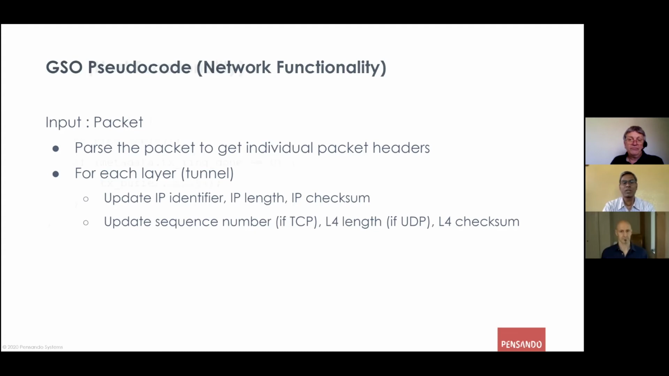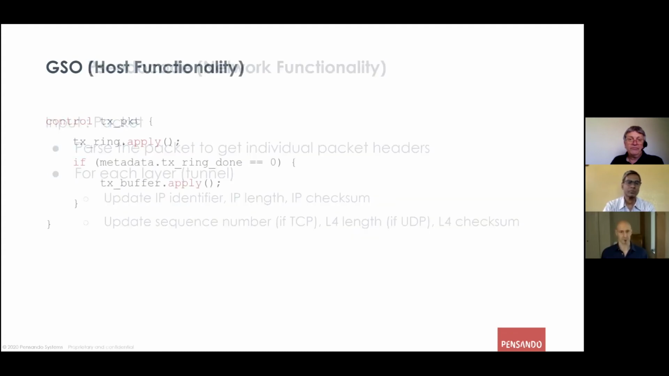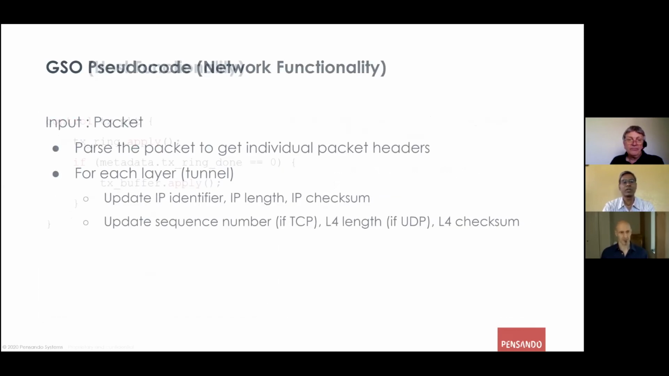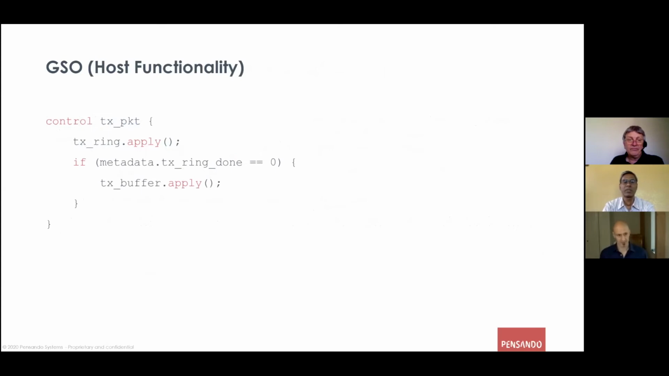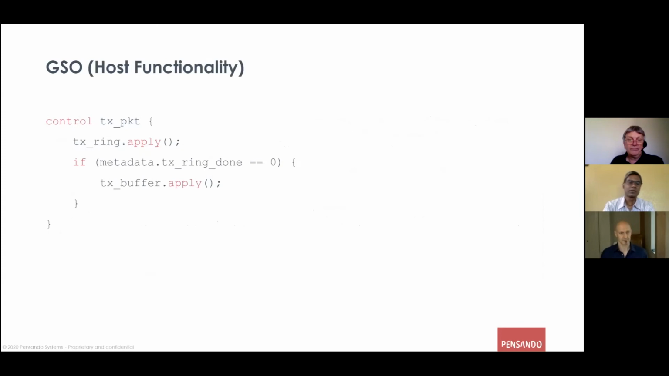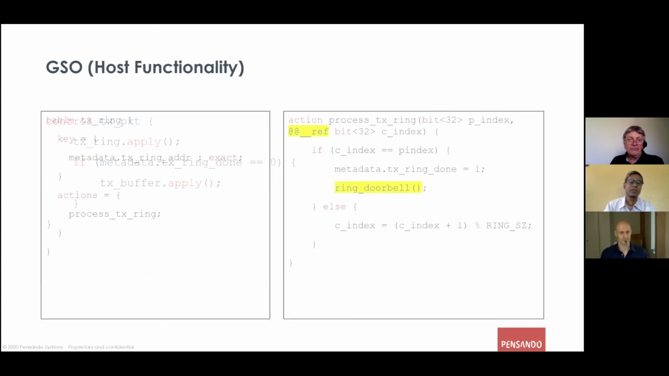What I have described here in English is pseudocode. This is the main control portion of it, which says I have a TX ring that needs to get applied, and when the TX is done, I move on to the buffer. Okay, so here's a TX ring, applied a TX ring. This is the first table, the TX descriptor, where we receive the address of the descriptor.